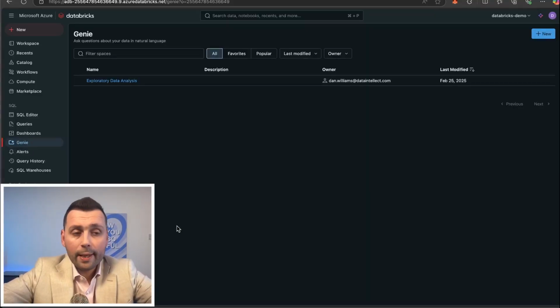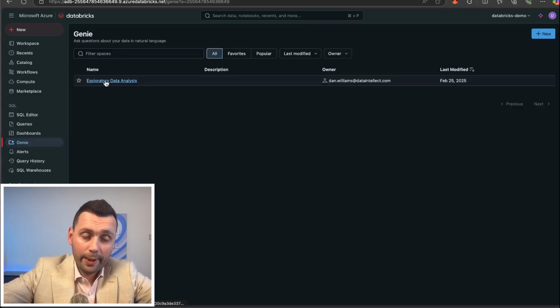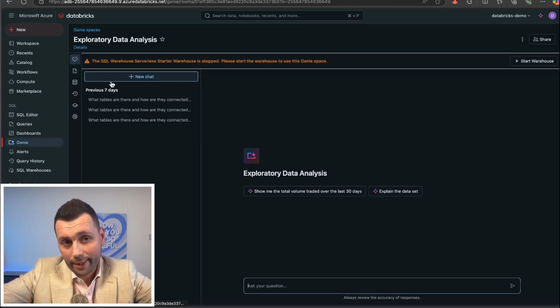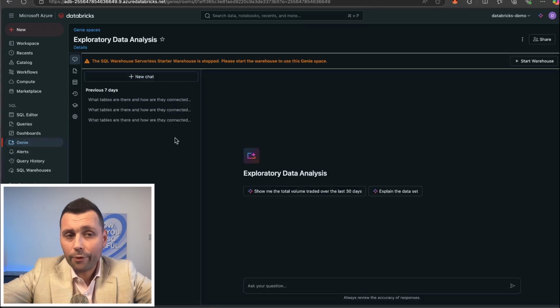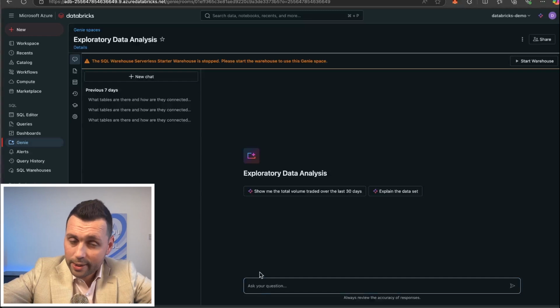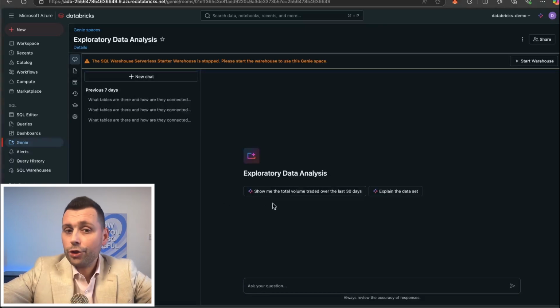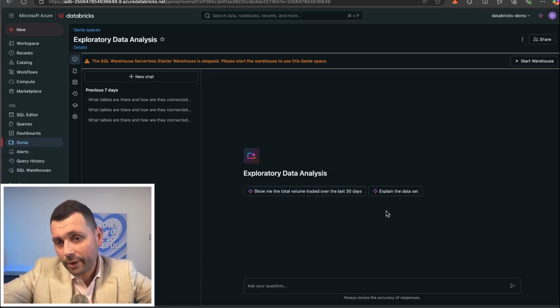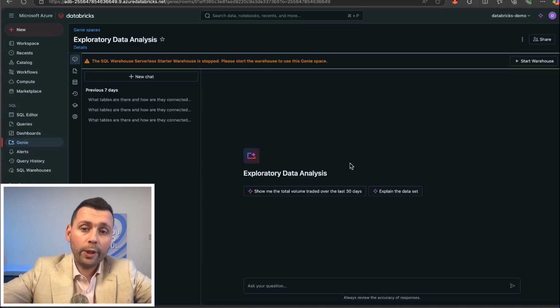Let's walk through a live demo so we can test Databricks Genie. Let's dive into some questions. In our Databricks workspace, we can head over to Genie. And here, as you can see, I already have a Genie space created called Exploratory Data Analysis. Now on the left side, we have all our previous chats, and we can just start asking it questions. For example, we can have predefined questions like the one that you see here, show me the total volume traded over the last 30 days, or you can just have the default question, explain the dataset. This is the default question that whenever you create a Genie space, you will be prompted with.